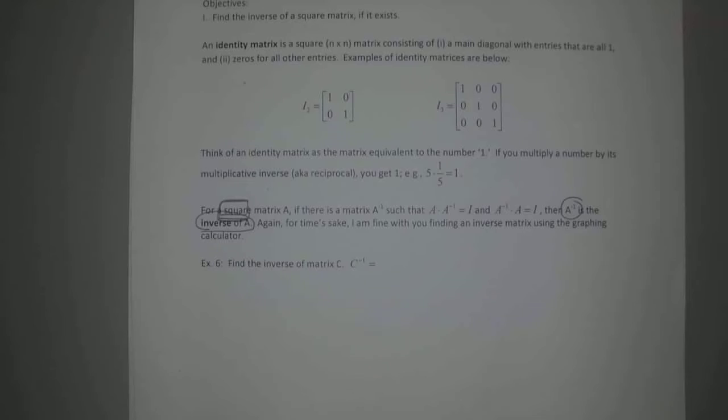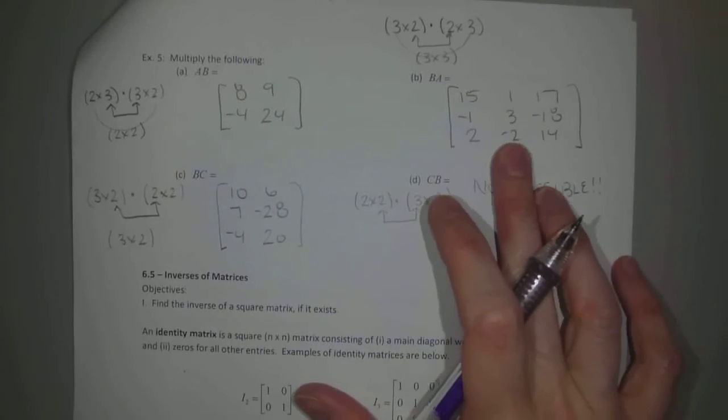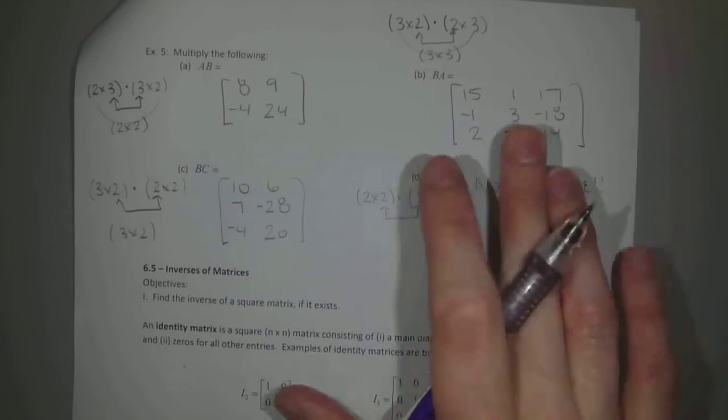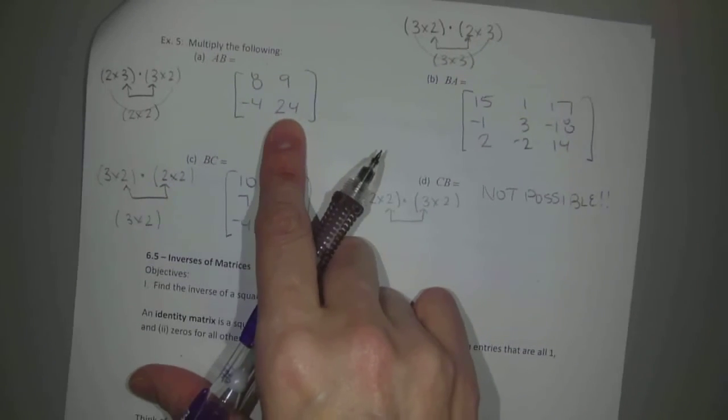So I could give you a quick true-false question on the test and say, does this matrix have an inverse? For example, does this matrix have an inverse? No. You'd say no, because it's not a square matrix. Does this have an inverse? Maybe, because it's a square.